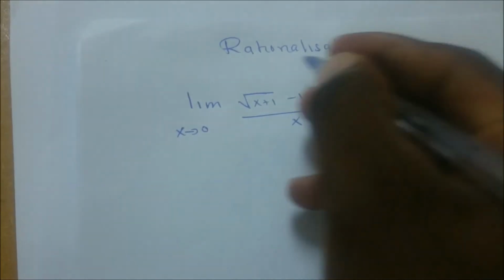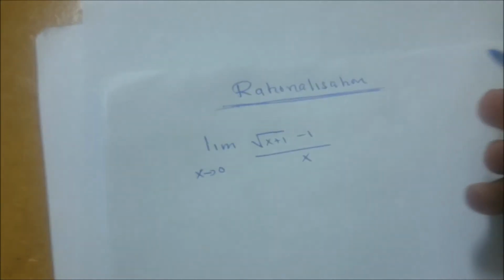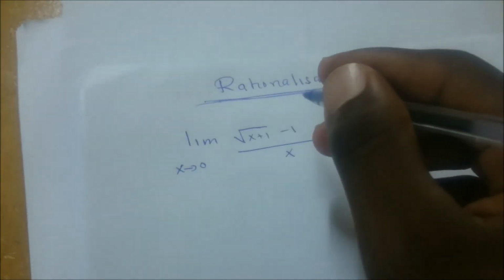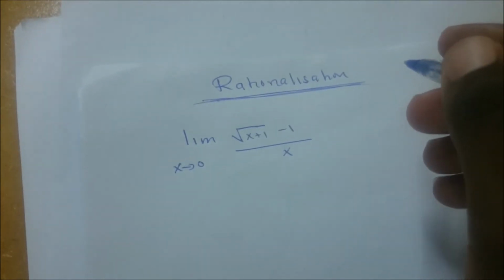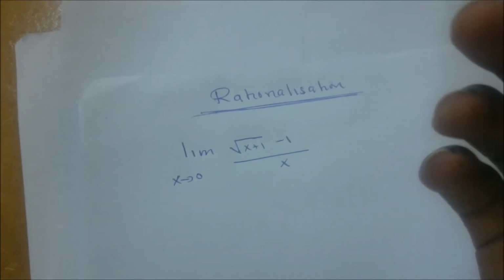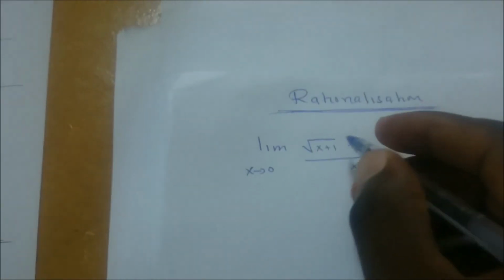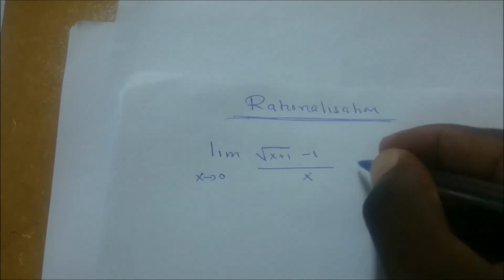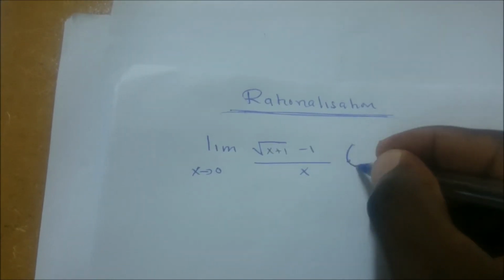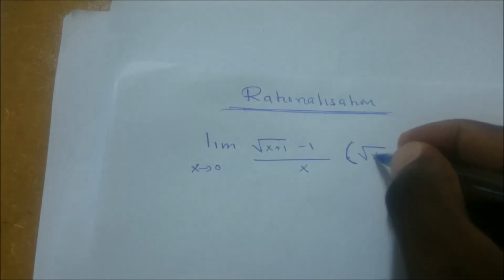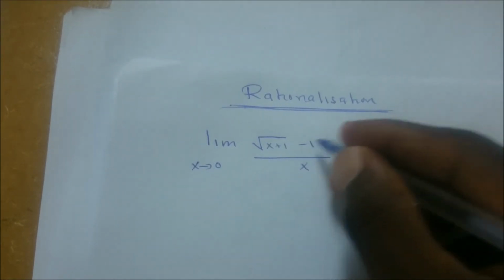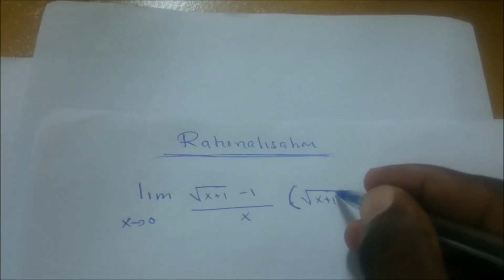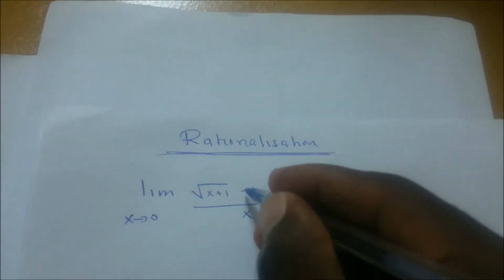This is rationalization. So what do we mean when you're told to rationalize? To rationalize, we are told to multiply by the conjugate. That's the rationalizing part. So in this case, we are going to multiply by the conjugate. What is the conjugate of the root of x plus 1 minus 1? It will be plus there. I'm not changing the sign of this, this thing is 1. I'm just changing the sign in the middle.